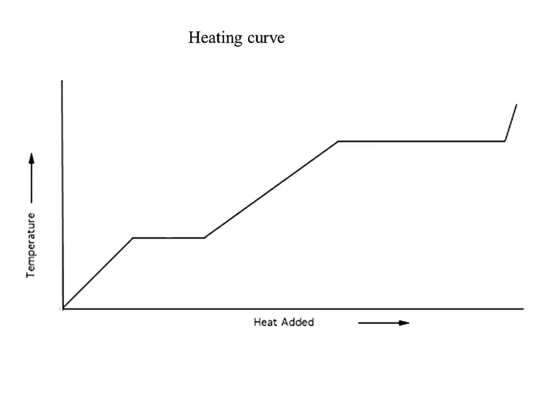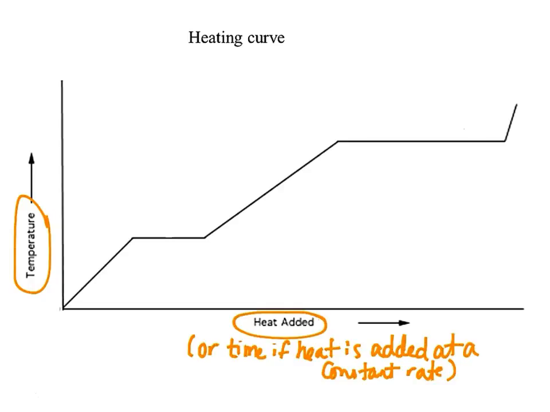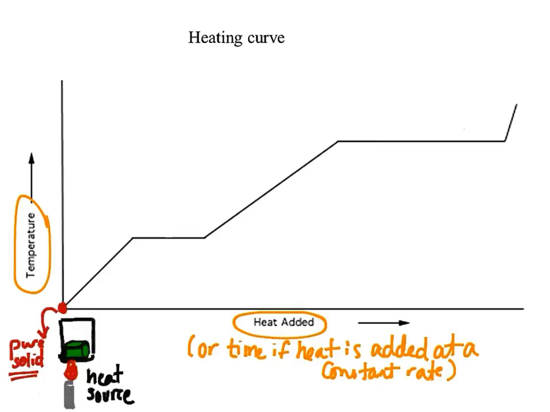We're going to talk about general heating curves now. So this would be the entire curve. So if we think about a general heating curve, it is always temperature on the y-axis. The x-axis is either heat added, or it can be time if heat is being added at a constant rate. At the very beginning of the curve, before you've added any heat, at the lowest possible temperature, you have the pure solid. Since it's a heating curve, you need a heat source like a Bunsen burner.